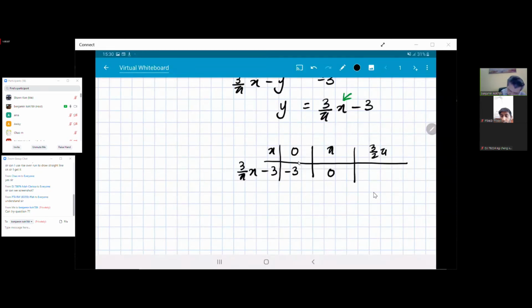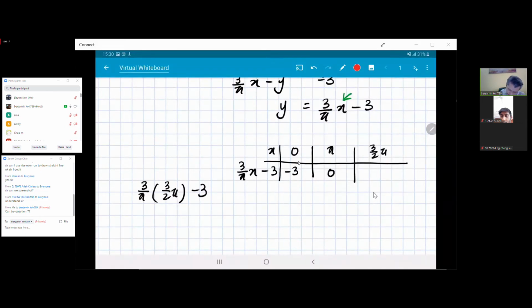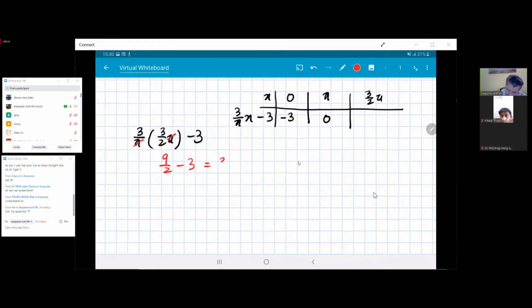3 over pi, x diganti dengan 3 over 2 pi, kemudian minus 3, right? So what happened now is this one here, pi and pi potong. So 3 times 3 is 9. So I get 9 over 2 minus 3. Okay, tolak. 9 over 2 is 4.5. Okay, 4.5 minus 3 will give you 1.5. 1.5, that means it becomes 3 over 2. Okay, so this is 3 over 2.